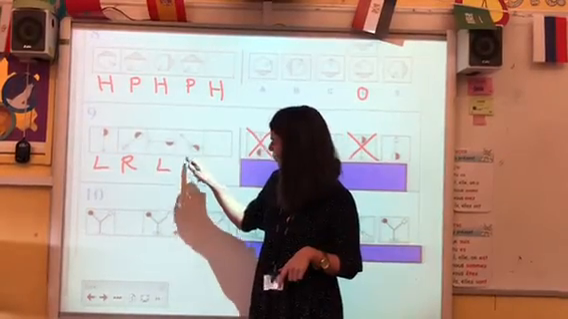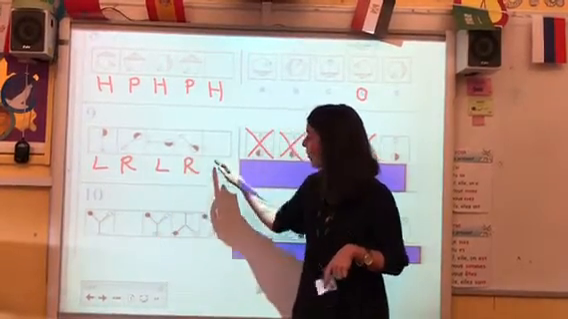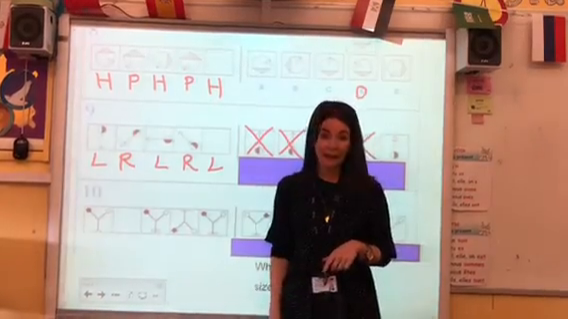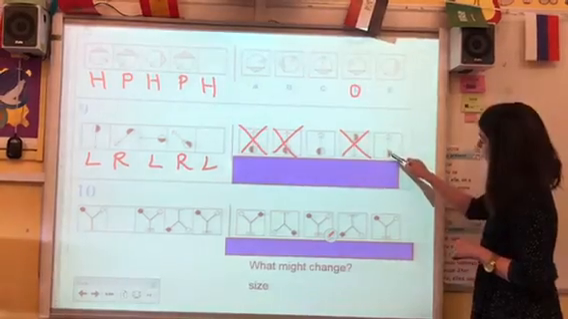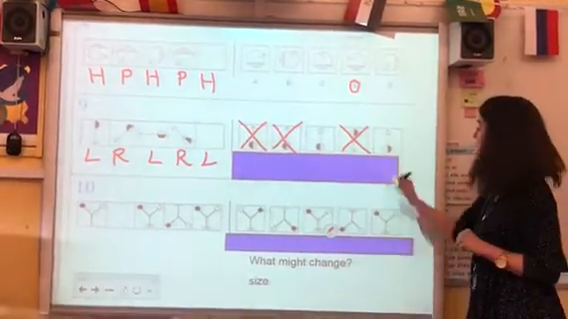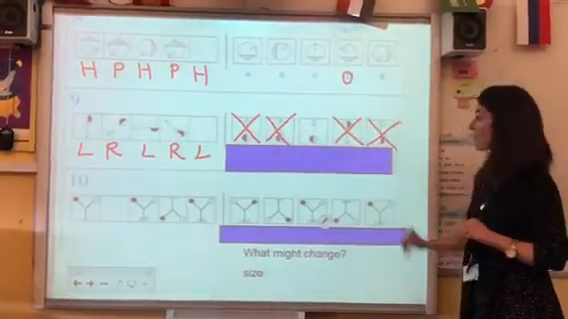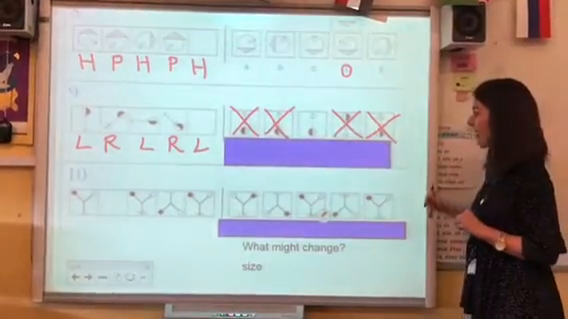Now that black is on the right-hand side, that means the next one is going to have to be on the left-hand side. So if I look at my options, this one here, the black is on the right-hand side, it can't be that one. So therefore I'm going to use this one as my answer.